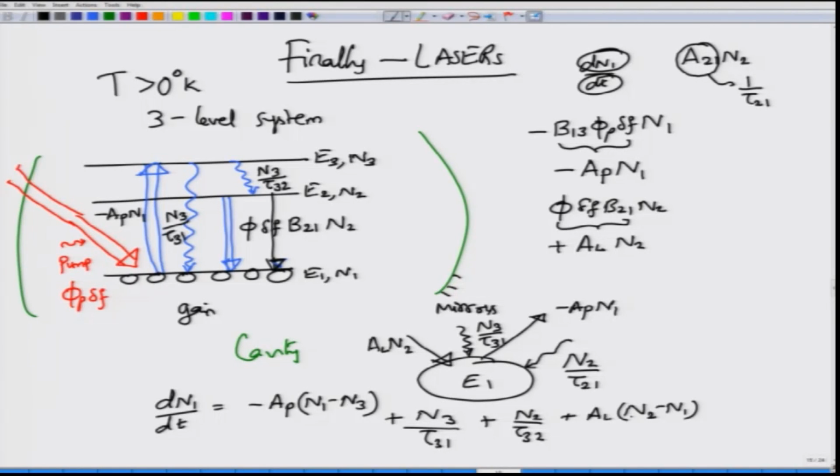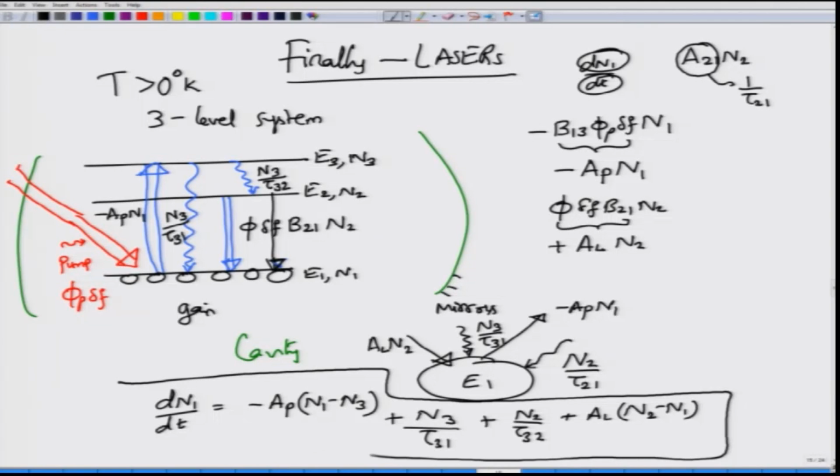The boxed equation we have written tells you all the different terms that serve to effectively change the population level at energy level E1. So dN1 by dt consists of these 4 terms, where AL is defined as phi delta F B21 and AP is defined as B13 phi P delta F. Of course, B13 is the same as B31 and B21 is the same as B12.